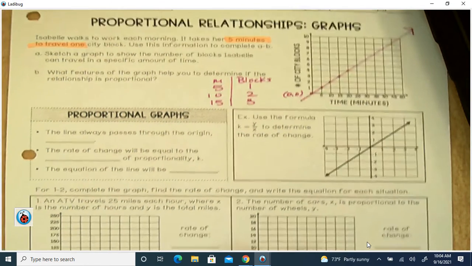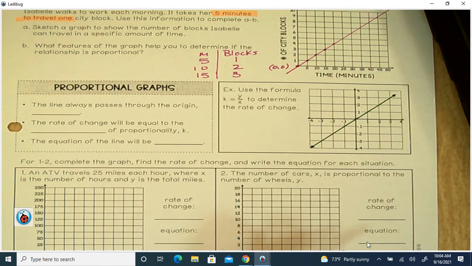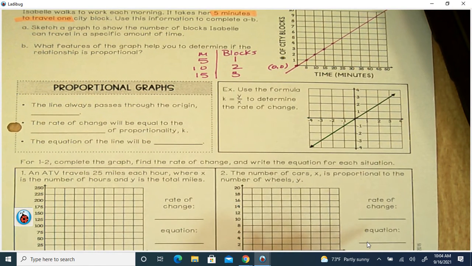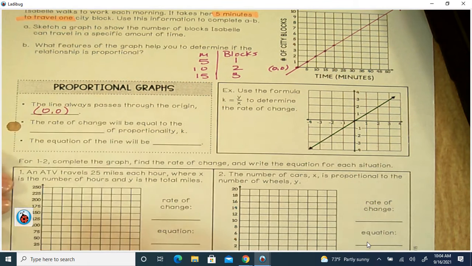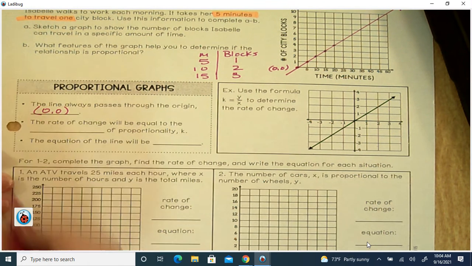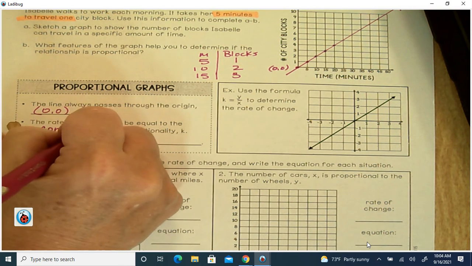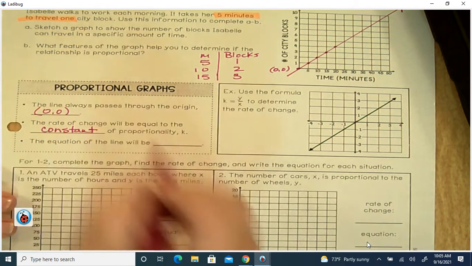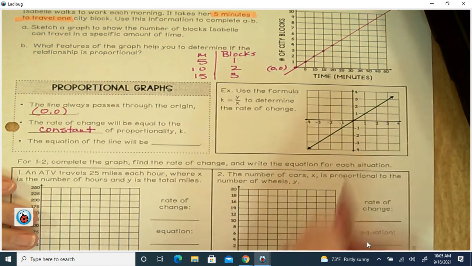All right, so let's move on to this next graph. Use the formula, we'll do that next. The line always passes through the origin, which is 0, 0. The rate of change will be equal to the constant. Remember, we said that before, the constant of proportionality. The rate of change, the unit rate, and constant of proportionality and direct variation are the same. Okay? They're the same.